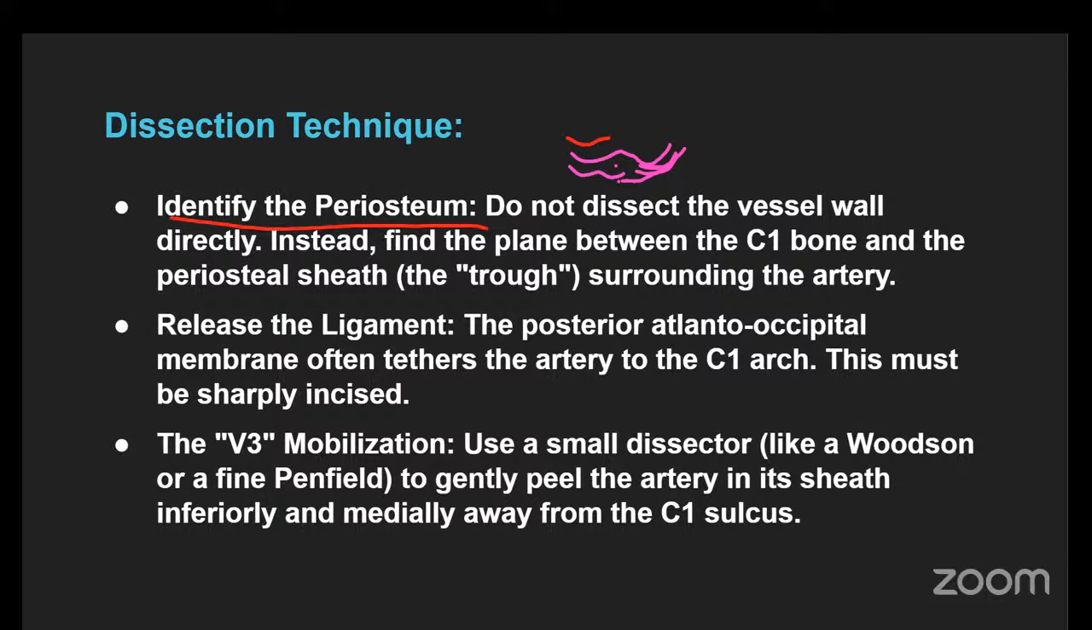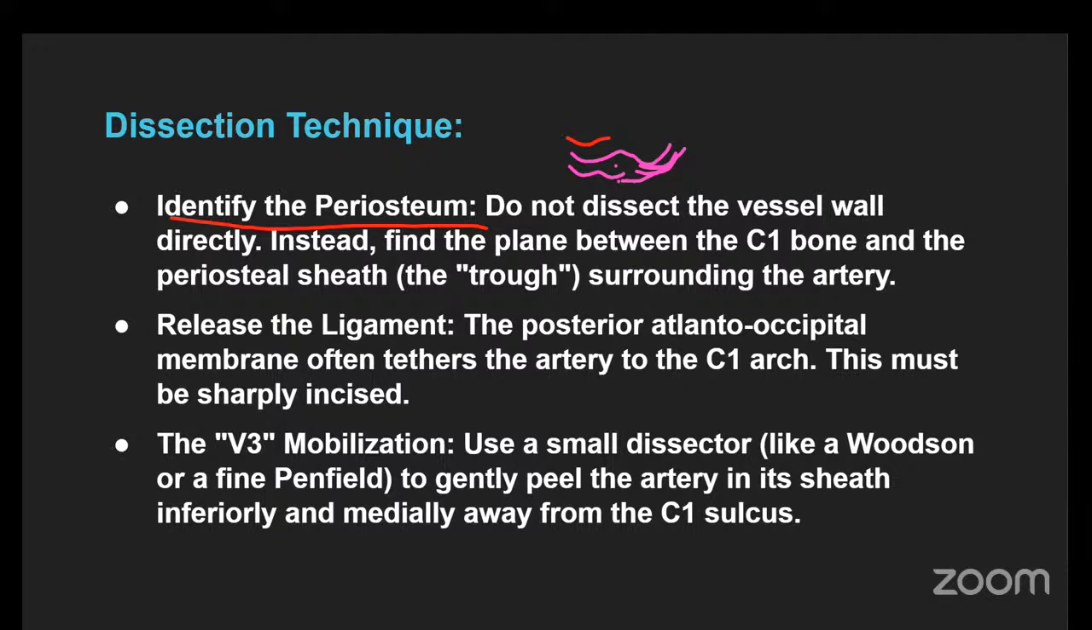Because when I'm saying that we are going to go subperiosteally, that means we are going to slightly pull the periosteum up and we're going to go under it. There's a very fine plane between the periosteum and the bone. We need to find that plane and go in between it and separate the vertebral artery gently, very gently. Obviously, we cannot do the blunt dissection here.